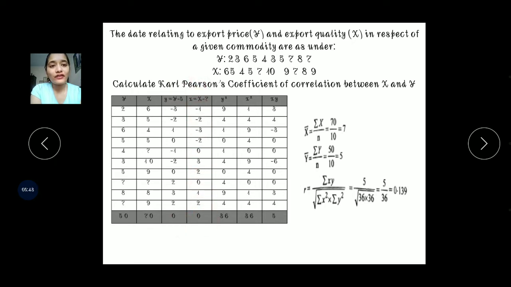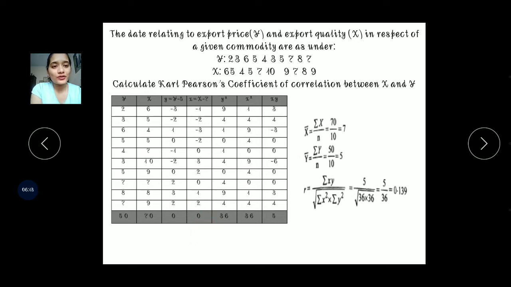How will we calculate the deviation of y series? Y minus mean, y bar is 5, so y minus 5. So 2 minus 5 is minus 3, 3 minus 5 is minus 2, and so on, all the other terms. Its sum will come out to be 0 always. Similarly, we'll find out deviations from x bar. So this is x minus 7 because x bar is 7. So we'll find out these deviations, and this sum also comes out to be 0.